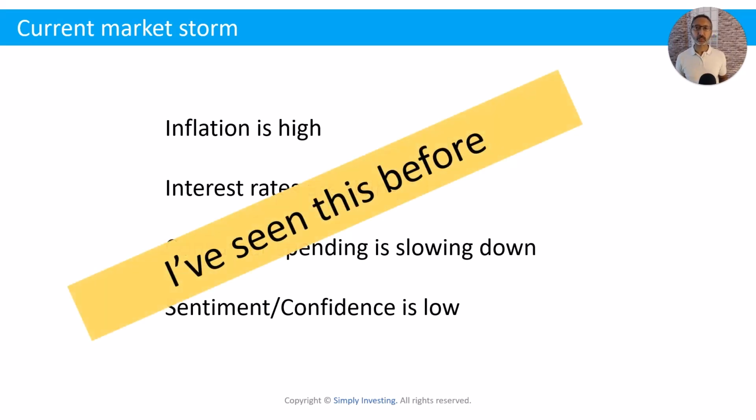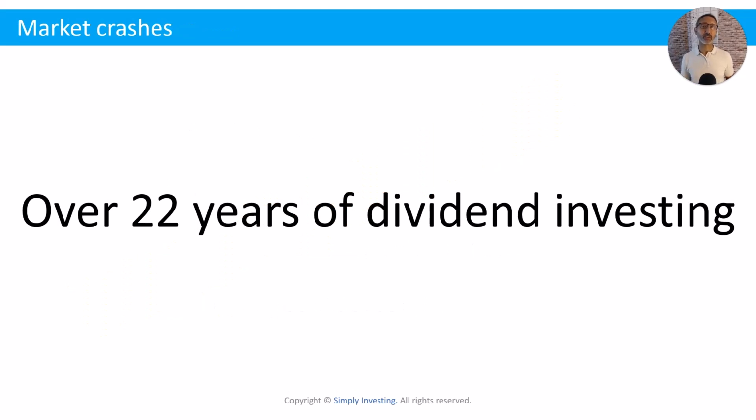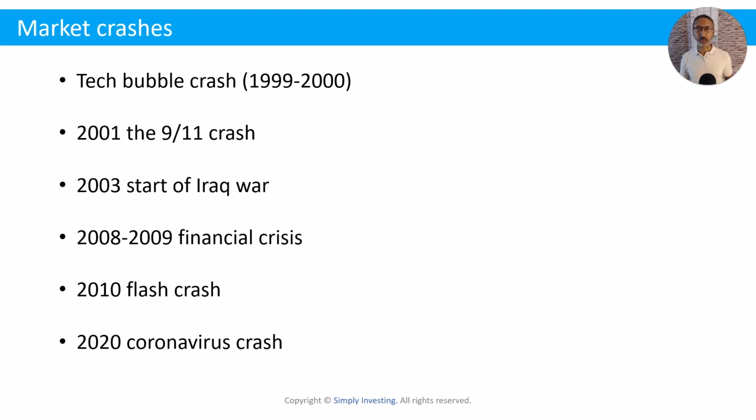Now, the good thing is I've seen all of this before, or different variations of this, in the past, because I've been a dividend investor for over 22 years. Since that time, I have gone through the tech bubble crash of 1999 and 2000. In 2001, we had 9/11. The market was actually shut down for a period of days, and so we had a market crash then.